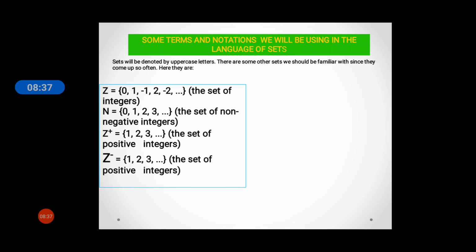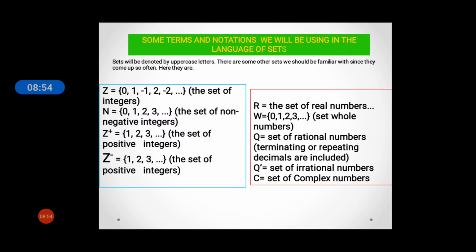We have here some of the special names of the numbers, the symbolic names. Z stands for the set of integers: 0, and positive and negative numbers. N is the set of non-negative integers from 0 up, 1, 2, 3, and so on and so forth. This is also called whole numbers.